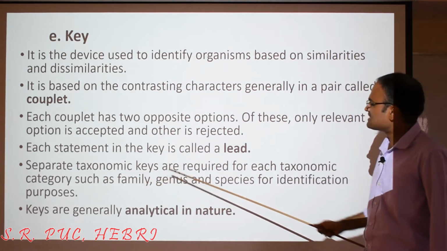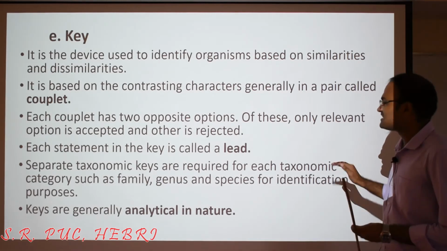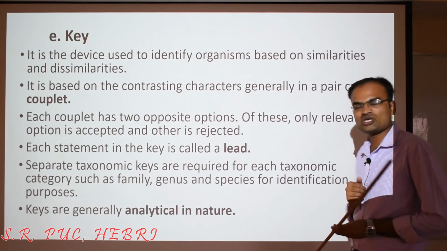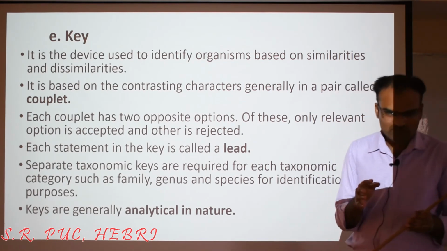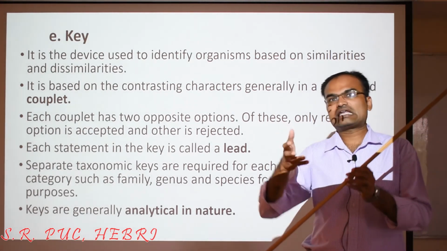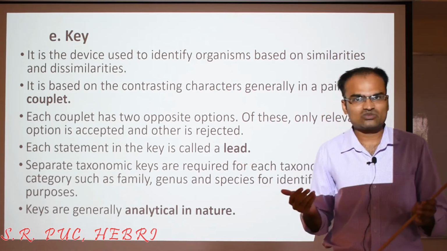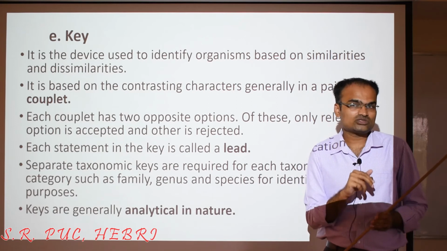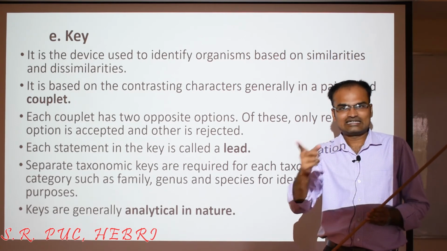Separate taxonomic keys are required for each taxonomic category, such as family, genus and species for identification purposes. So, if we are going to identify a class of an animal or class of a plant, for example, angiosperm has two classes. Which are those? Monocotyledon and dicotyledon.